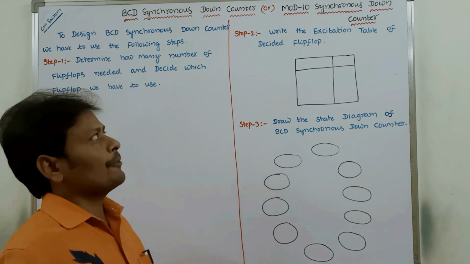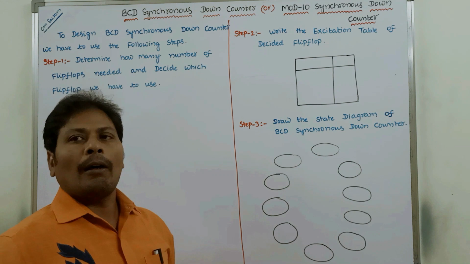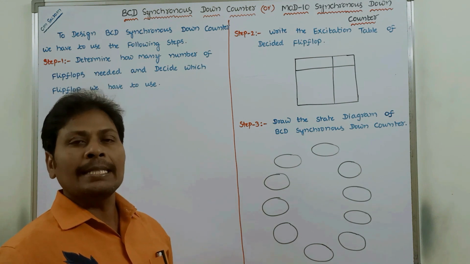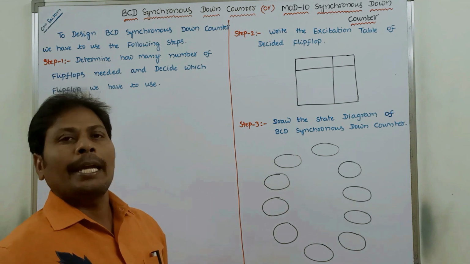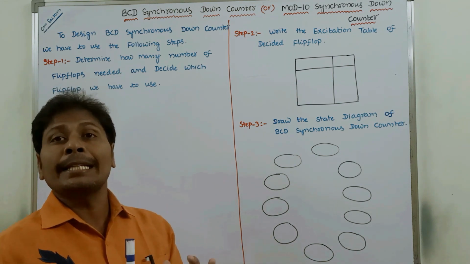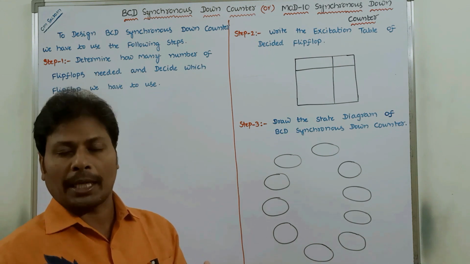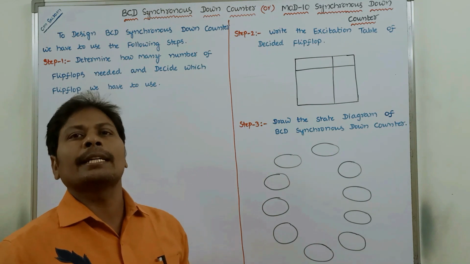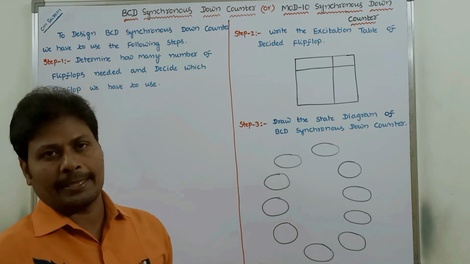First of all, what is BCD? We already know that BCD stands for binary coded decimal. In BCD number system, total 10 digits are available that are 0 to 9. Every digit can be represented by using 4 bits.